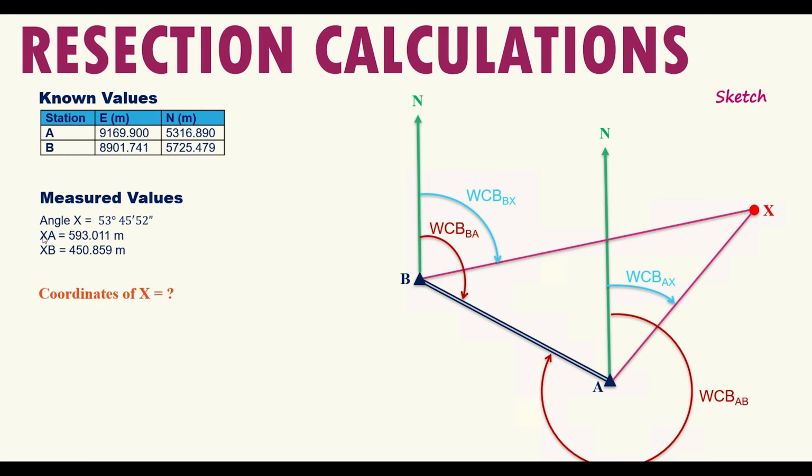So these are measured values. We measure two distances from station X, which is the unknown station that our aim is to calculate its coordinates. This is station X. We measured an angle, this angle, horizontal angle, and two distances from X to A and from X to B. And don't forget, A and B are known stations. That means you know their locations on the ground and you know their coordinates, and in our case they are given here in this table.